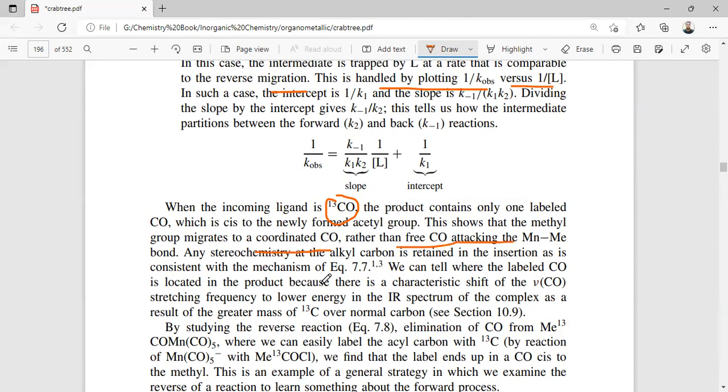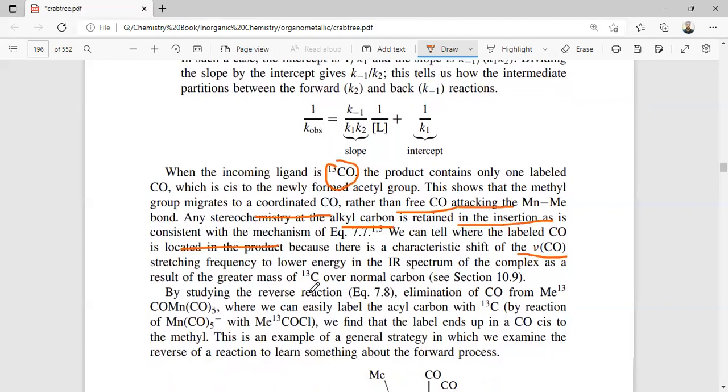Any stereochemistry at the alkyl carbon is retained in this insertion, which constrains the mechanism. So here the stereochemistry of the methyl group is retained in the insertion reaction. We can tell where the labeled CO is located in the product because there is a characteristic new CO stretch at lower energy in the infrared spectrum of the complex, as a result of the greater mass of 13C versus normal carbon.